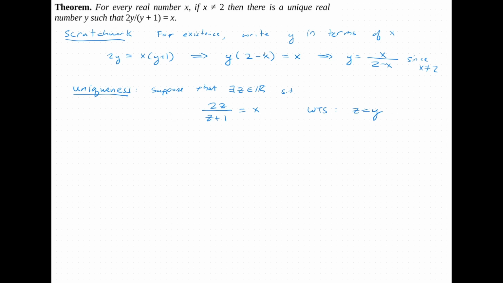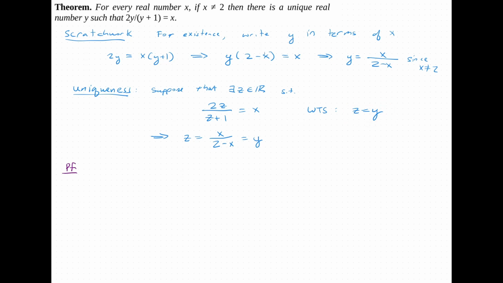But if we do the same thing that we just did over here, so we write 2z is equal to x times z plus 1, we solve for z, we are going to get that z is equal to x over 2 minus x. So we can go ahead, skip the steps here, we're going to get that z is equal to x over 2 minus x by the same procedure above, which will show that this here is exactly y, since we got that from the existence portion. So therefore, z must be equal to y.